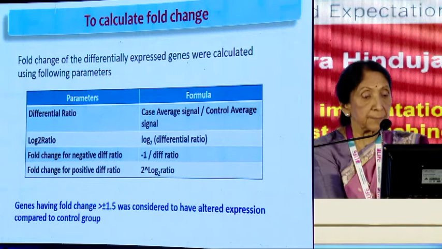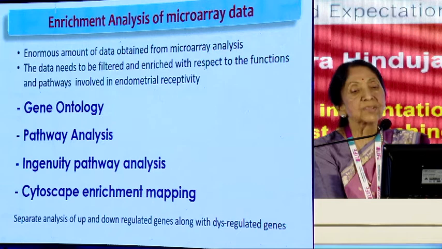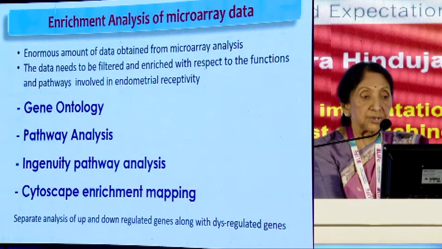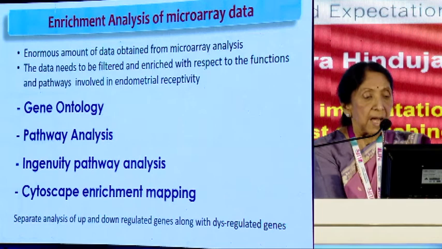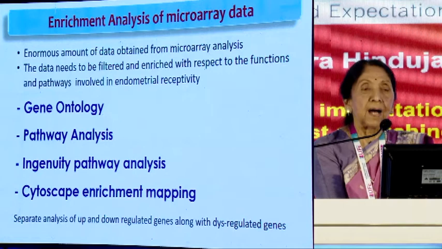Now, such a large amount of data generated by microarray had to be filtered and enriched with respect to the functions and pathways involved in endometrial receptivity. For that, gene ontology, pathway analysis, IPA pathway analysis, and Cytoscape enrichment mapping were done, and separate analysis was done to label them as downregulation, upregulation, and dysregulation of these pathways.